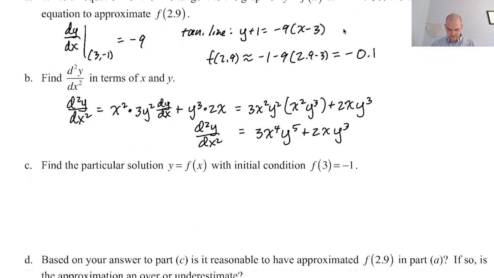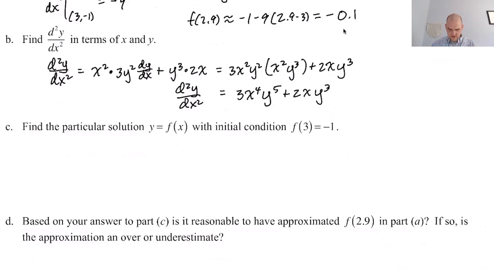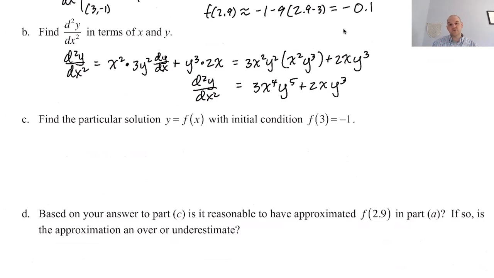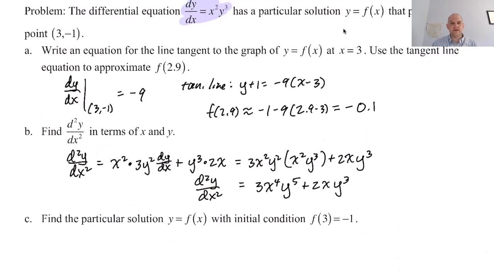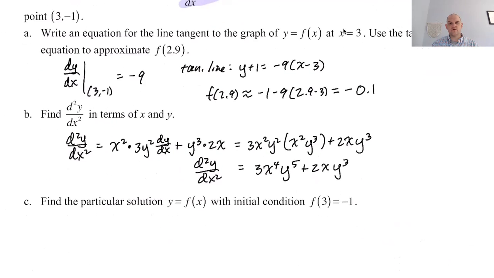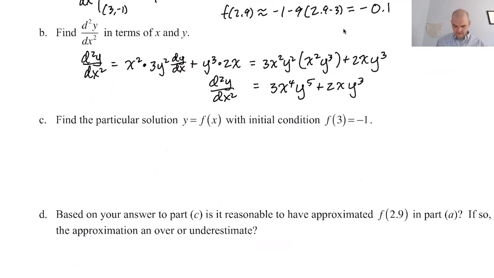Find the particular solution. Okay, so we're going to probably separate and integrate. dy/dx is x squared y cubed, so I have to start with that. Then that means dy. I'm going to divide both sides by y cubed, so I get dy over y cubed.